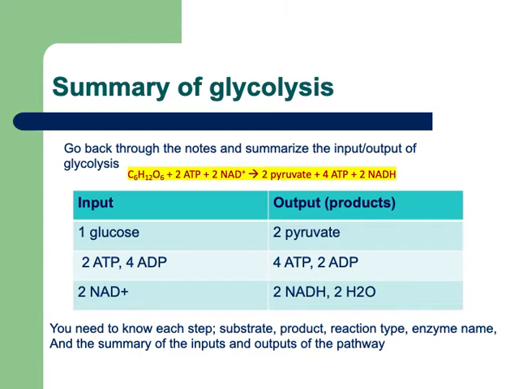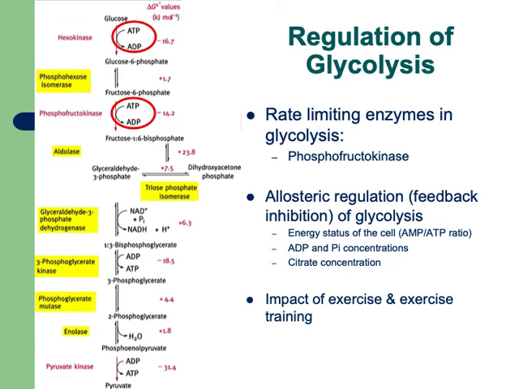You need to know each step, the substrate, the product, the reaction type, the enzyme name, and the summary of the inputs and outputs of the pathway, which we will go over more this week in the synchronous and asynchronous content. Now let's talk about the regulation of glycolysis.